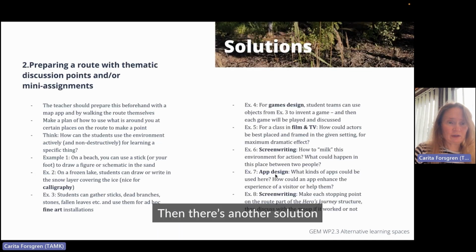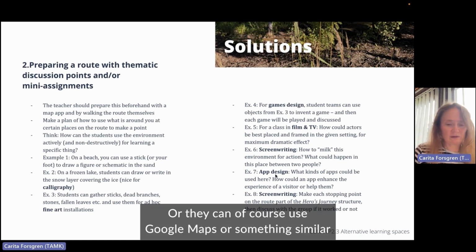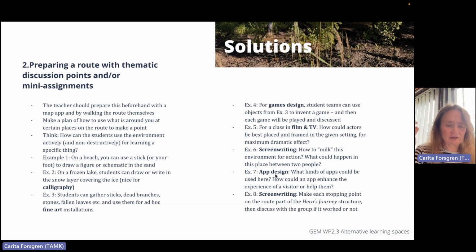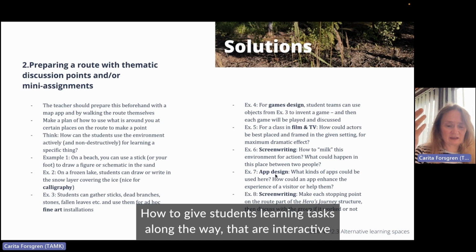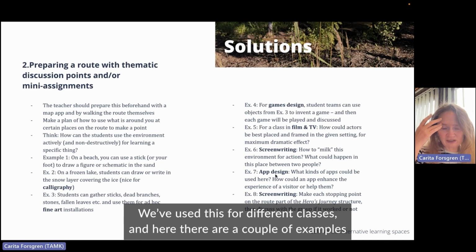Then there's another solution. The teacher needs to go a little bit earlier to see and try out some different routes, or they can also, of course, use Google Maps or something similar to actually go there and think about what kind of route it could be. How to give students learning tasks along the way that are interactive with the environment, but in a non-destructive way, of course.